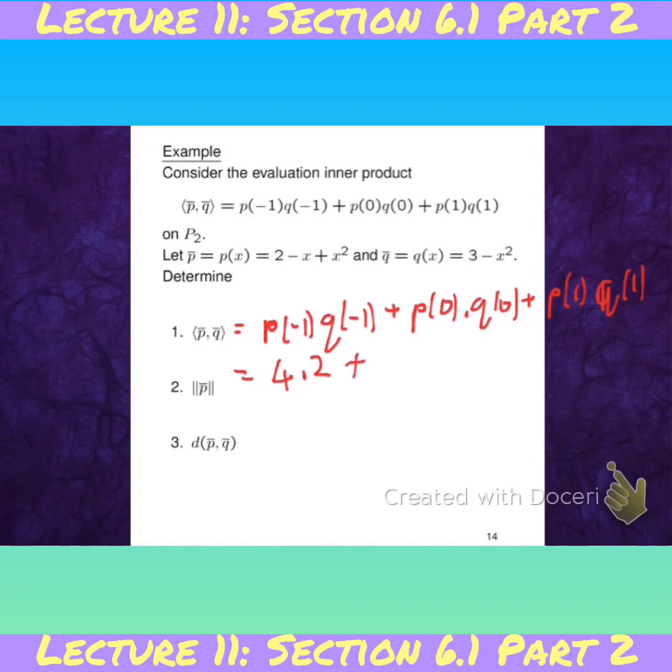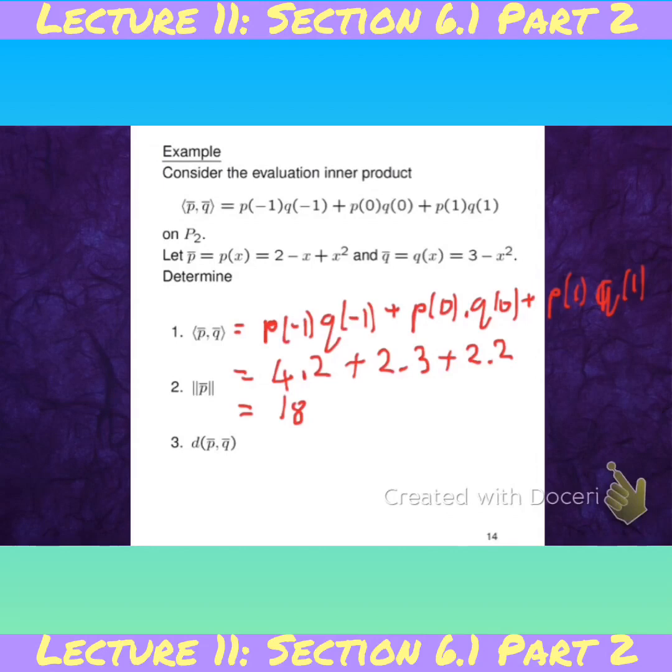What is P at the point 0? It's going to be 2. What is Q at the point 0? It's going to be 3. And what is P at the point 1? P at the point 1 is 2 minus 1 plus 1 squared, which is 1. So that is going to be 2. And what is Q at the point 1? It is 3 minus 1, which is 2. Okay, so that then becomes 18. Right, so not difficult to do.